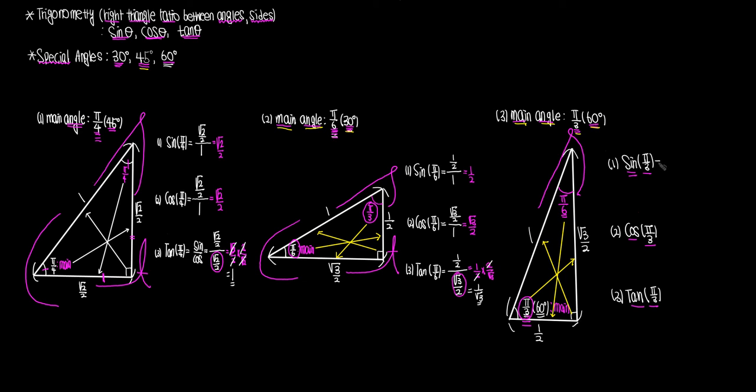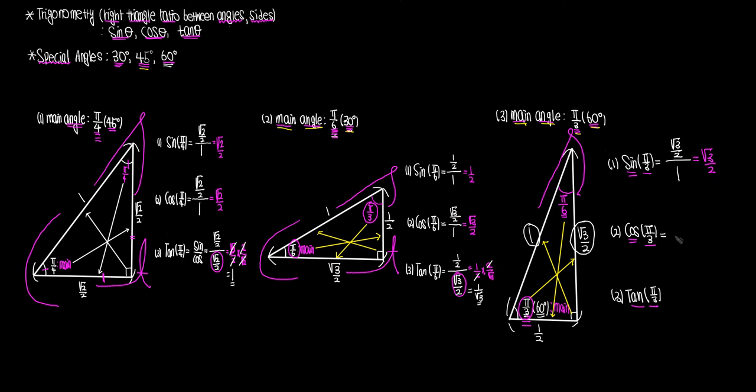So for sine of pi over 3, the denominator part will be the value where we start off, which is the hypotenuse, positive 1. And the value in the numerator will be the value where we finish off, which is square root of 3 over 2. And whatever value we divide by 1 will give us the value itself, square root of 3 over 2. Now let's think about the second one, which is the cosine of the main angle pi over 3.